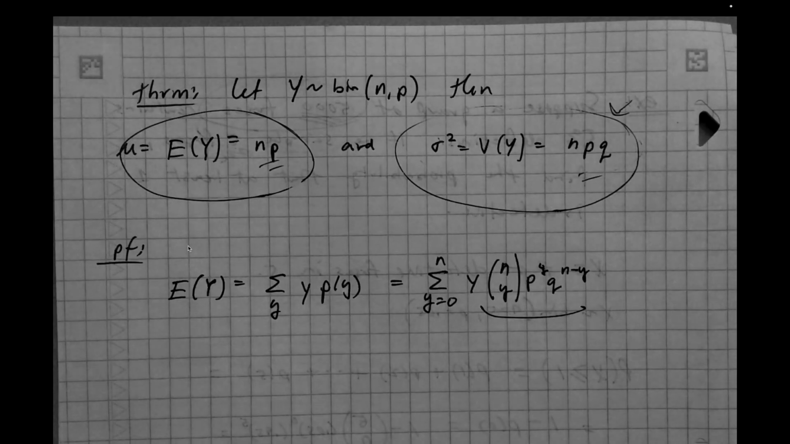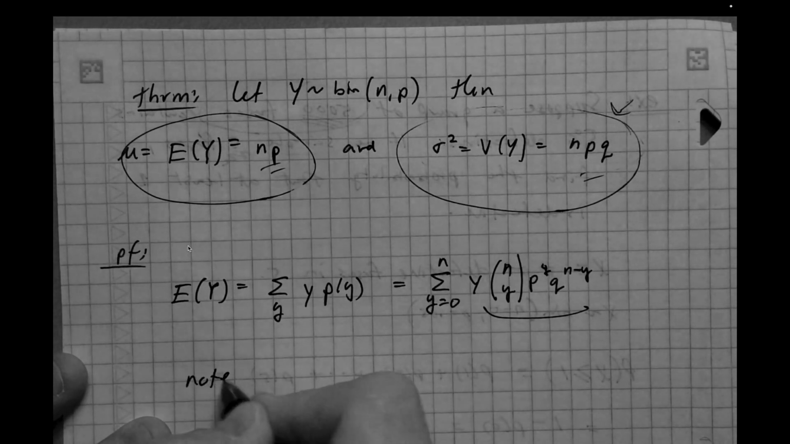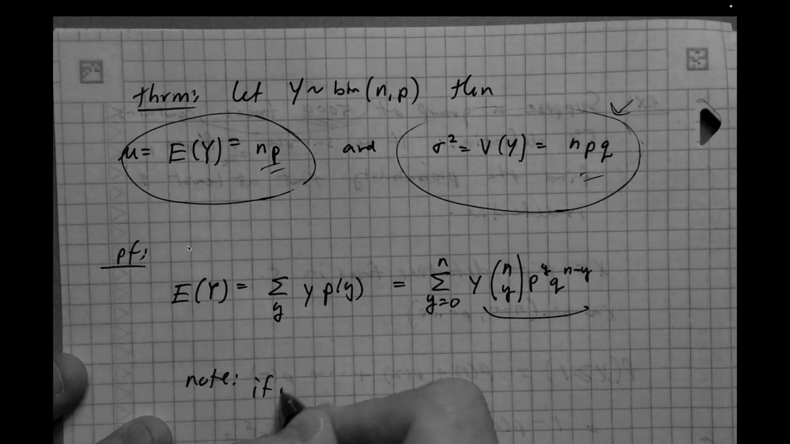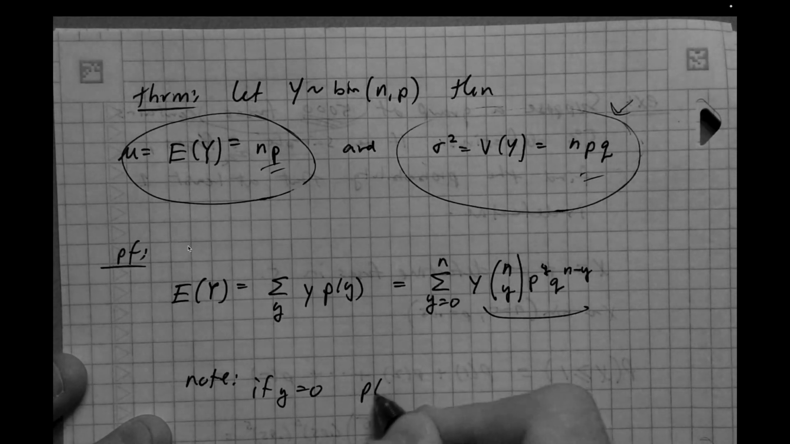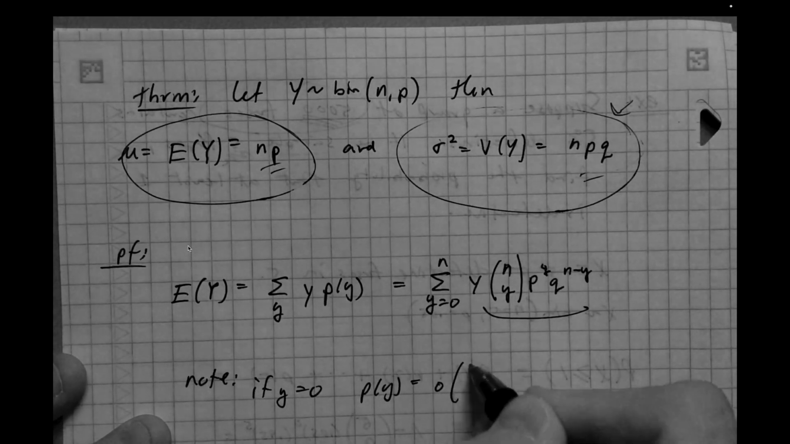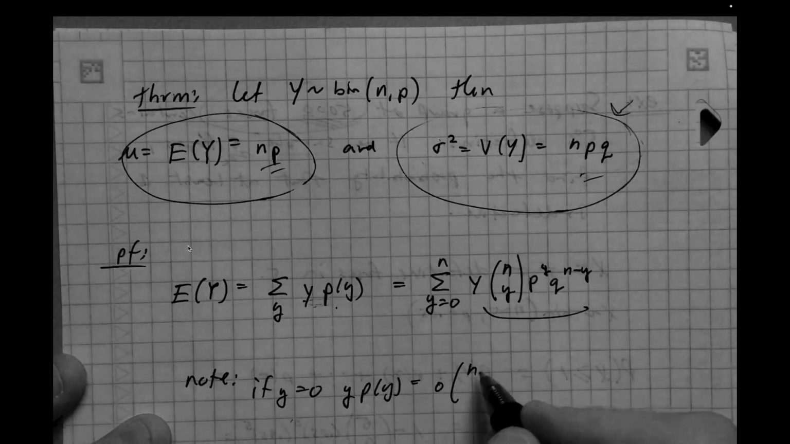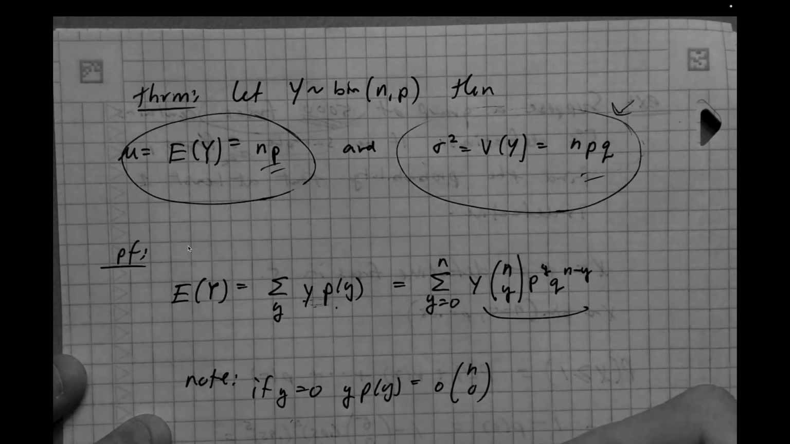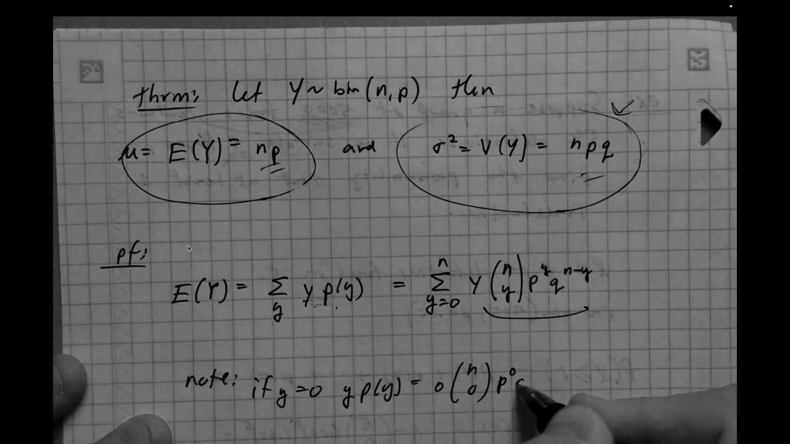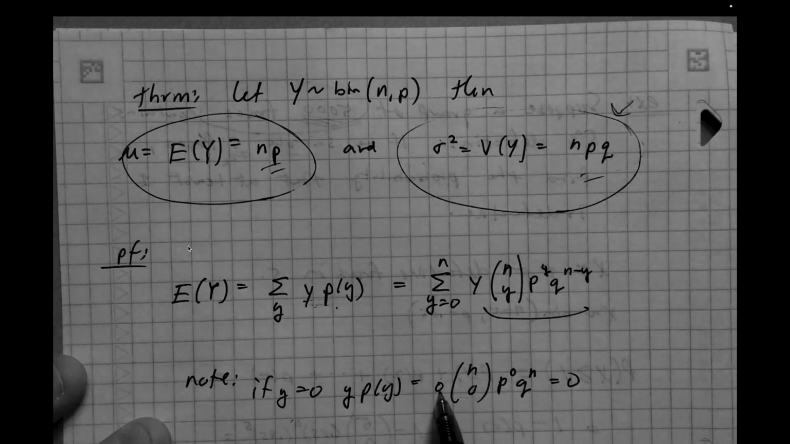Now, here's where it typically gets tricky, right? So let's note here that when y is equal to 0, the term is 0. So note, if y is equal to 0, then y times the probability of y is 0 times n choose 0 times p to the 0, q to the n, right? And no matter what, this is always going to be 0.